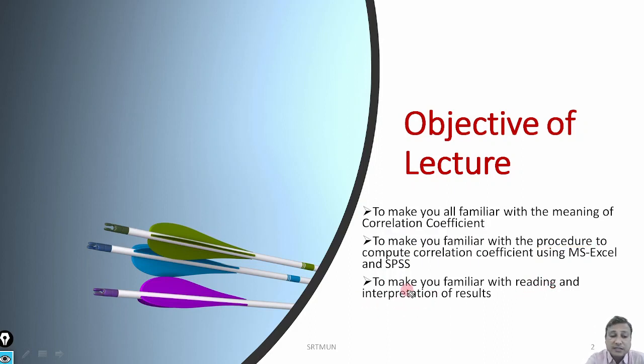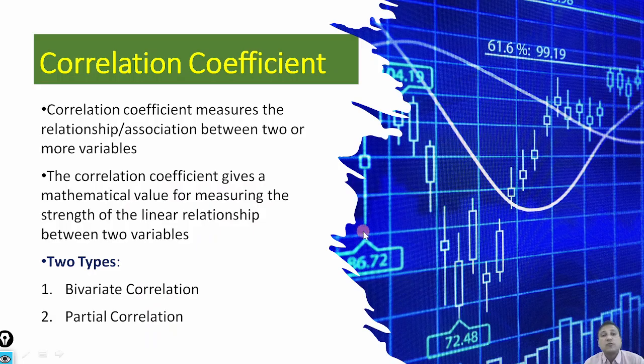So let me start this lecture with the meaning of correlation coefficient. Let me explain what exactly the correlation coefficient measures. Correlation coefficient measures the relationship or the association between two or more variables, or in other words, the correlation coefficient gives a mathematical value which measures the strength of the linear relationship between two variables.